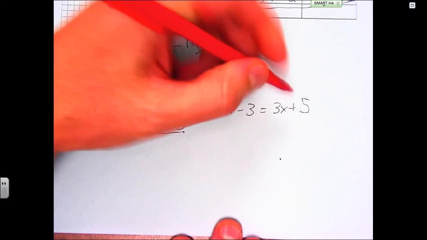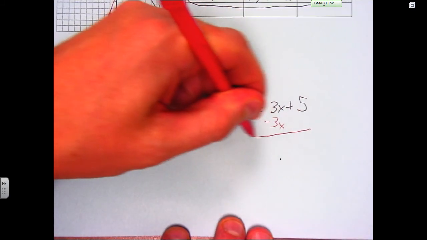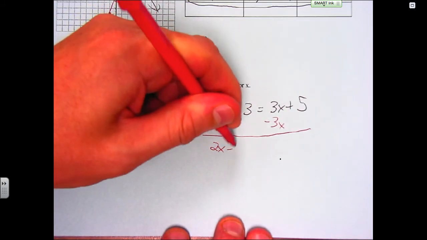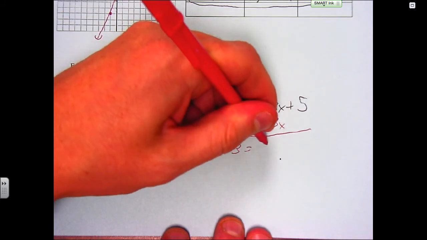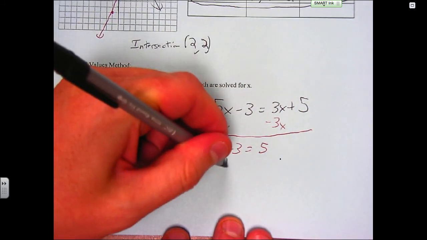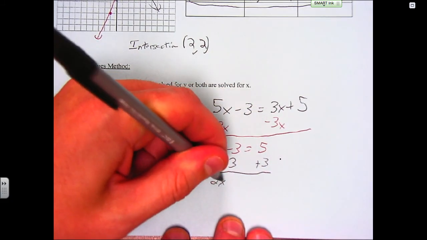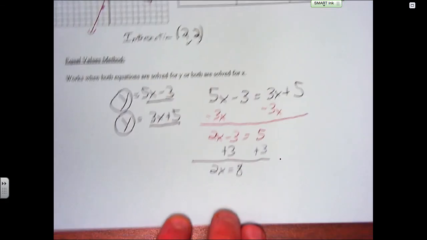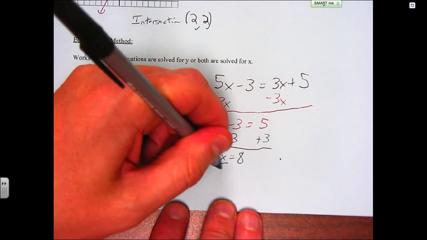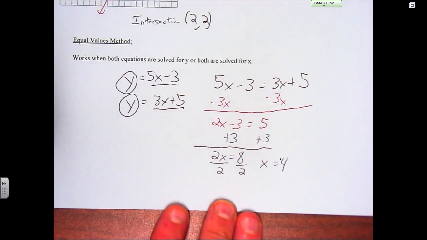And now this is a review of solving equations, right? X's are on both sides, and so we're going to move x to the left. So I get 2x minus 3 equals 5 because the x's are gone there. And then I will add 3 to both sides. Get 2x equals 8. And I divide both sides by 2. And I get x equals 4.